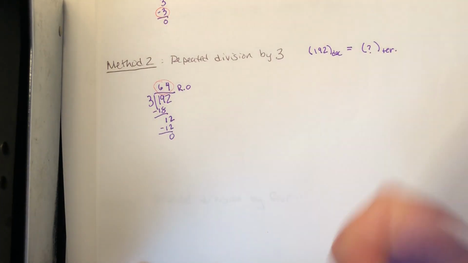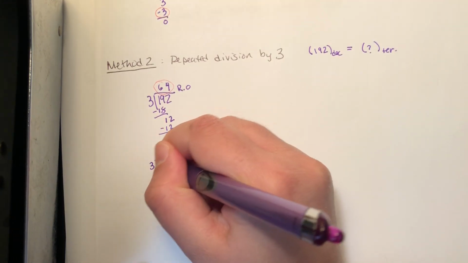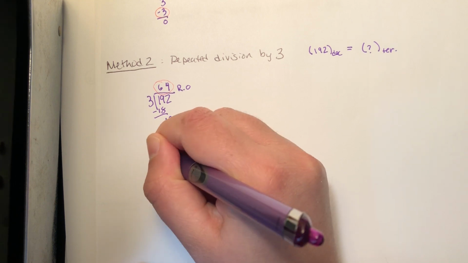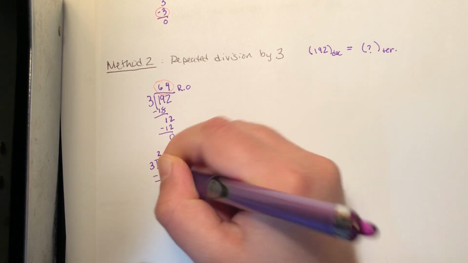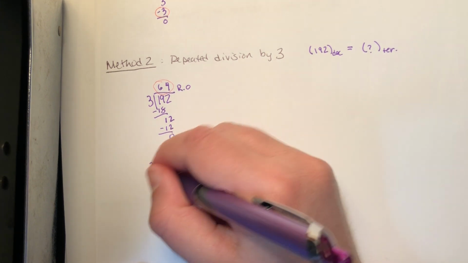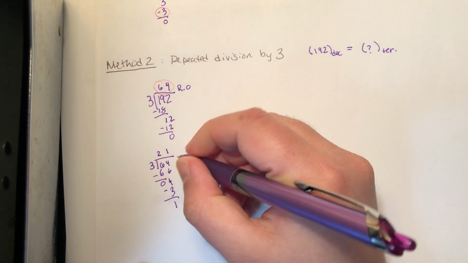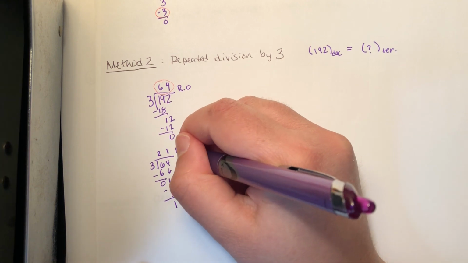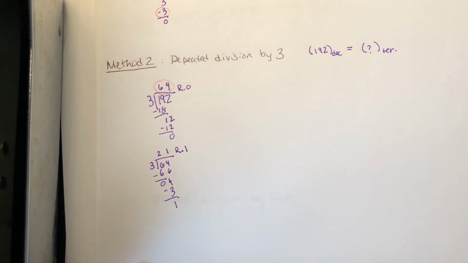All right, now I take my new number, 64, and I'm going to divide that by 3. How many times does 3 go into 64? Well, 3 goes into 6 twice. 6 minus 6 is 0. Bring down the 4. 3 goes into 4 once. 1 times 3 is 3. And I've run out of numbers here, which means I have 21 with a remainder of 1.